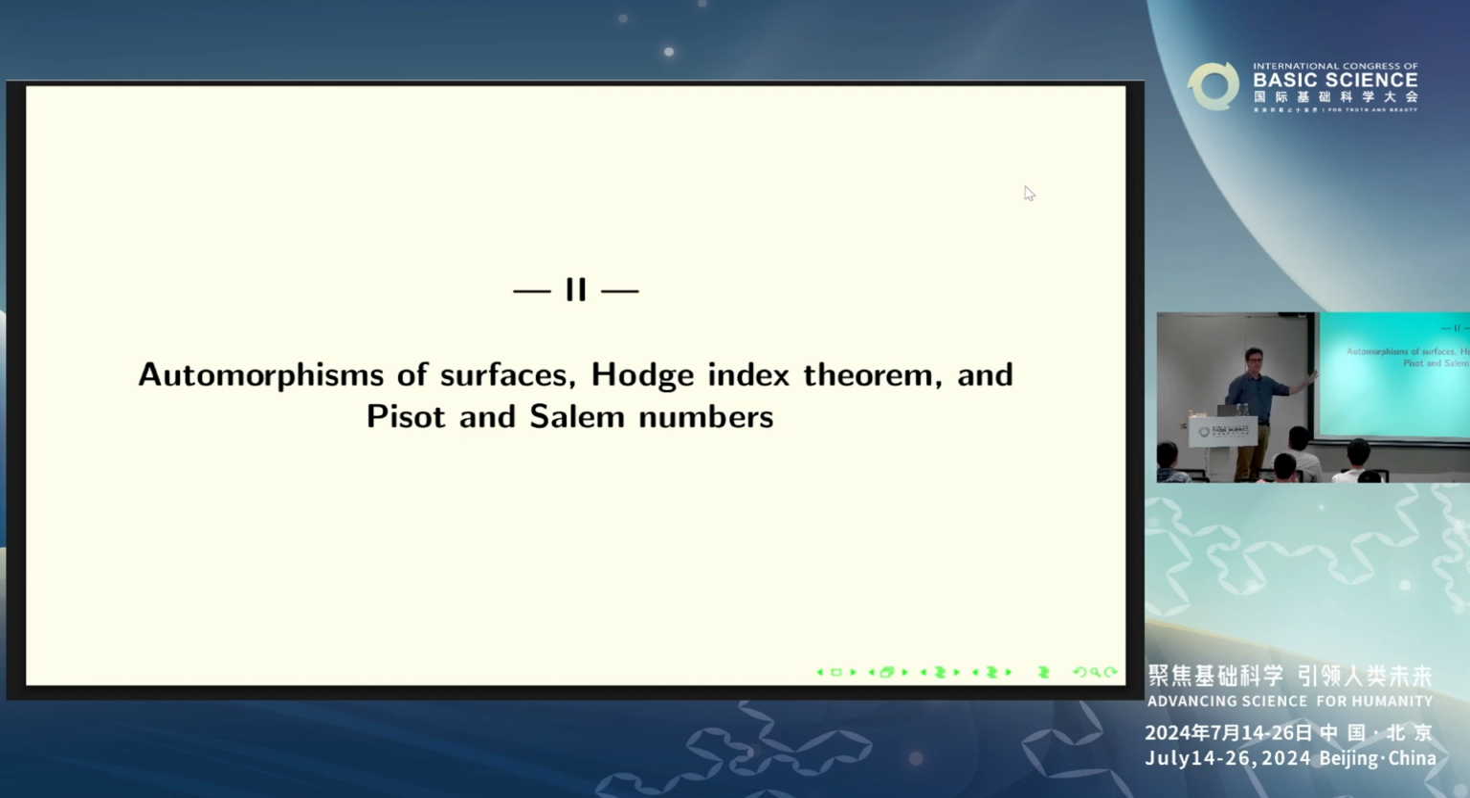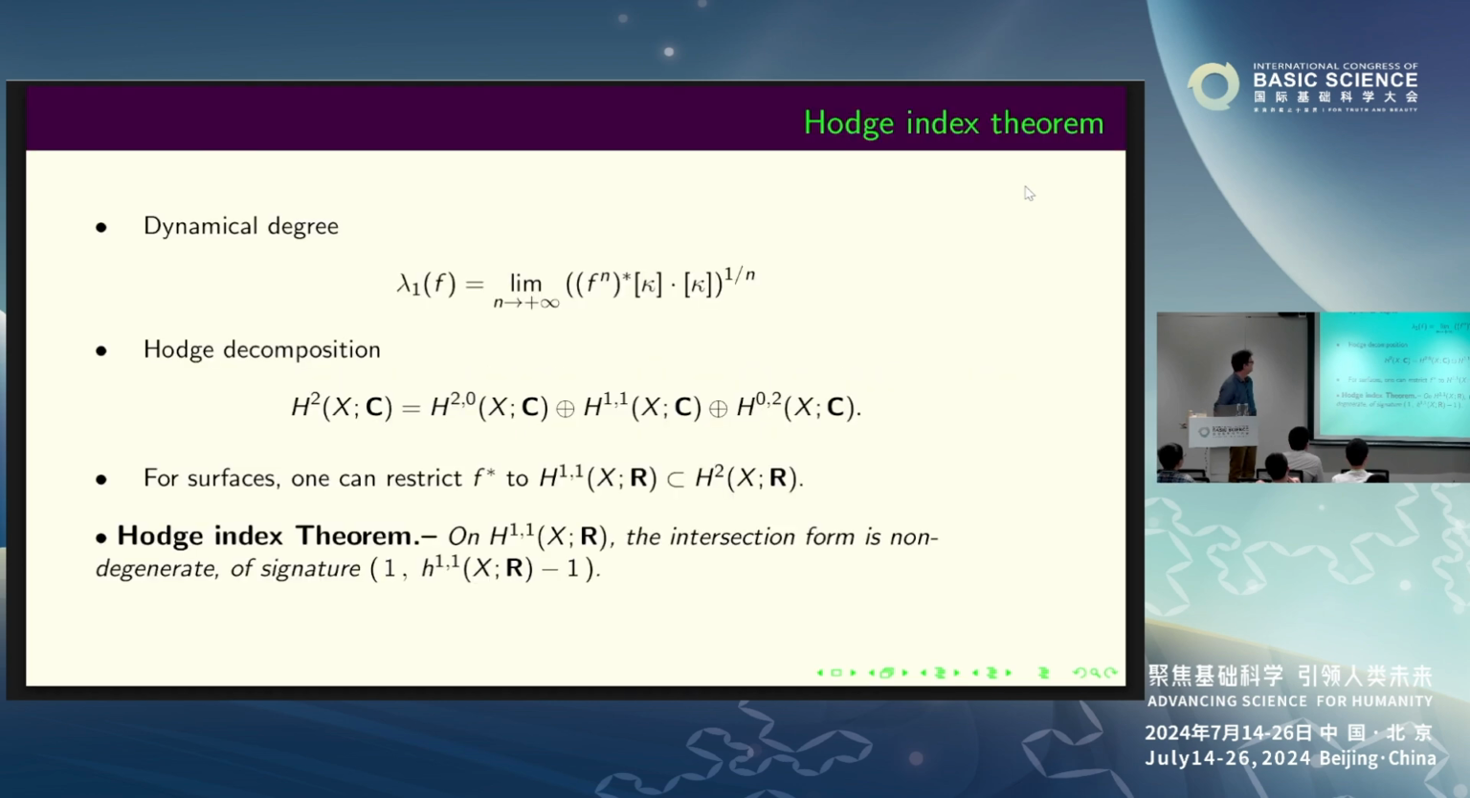So rational transformations may have indeterminacy points. I will come to that later. They are more difficult to study and more interesting. But for a few minutes, I want to focus on automorphisms to explain the relationship between this problem and the Hodge index theorem. So I will use Hodge theory to say something about these dynamical degrees. And as we will see, the numbers that will show up in this context are Salem numbers.